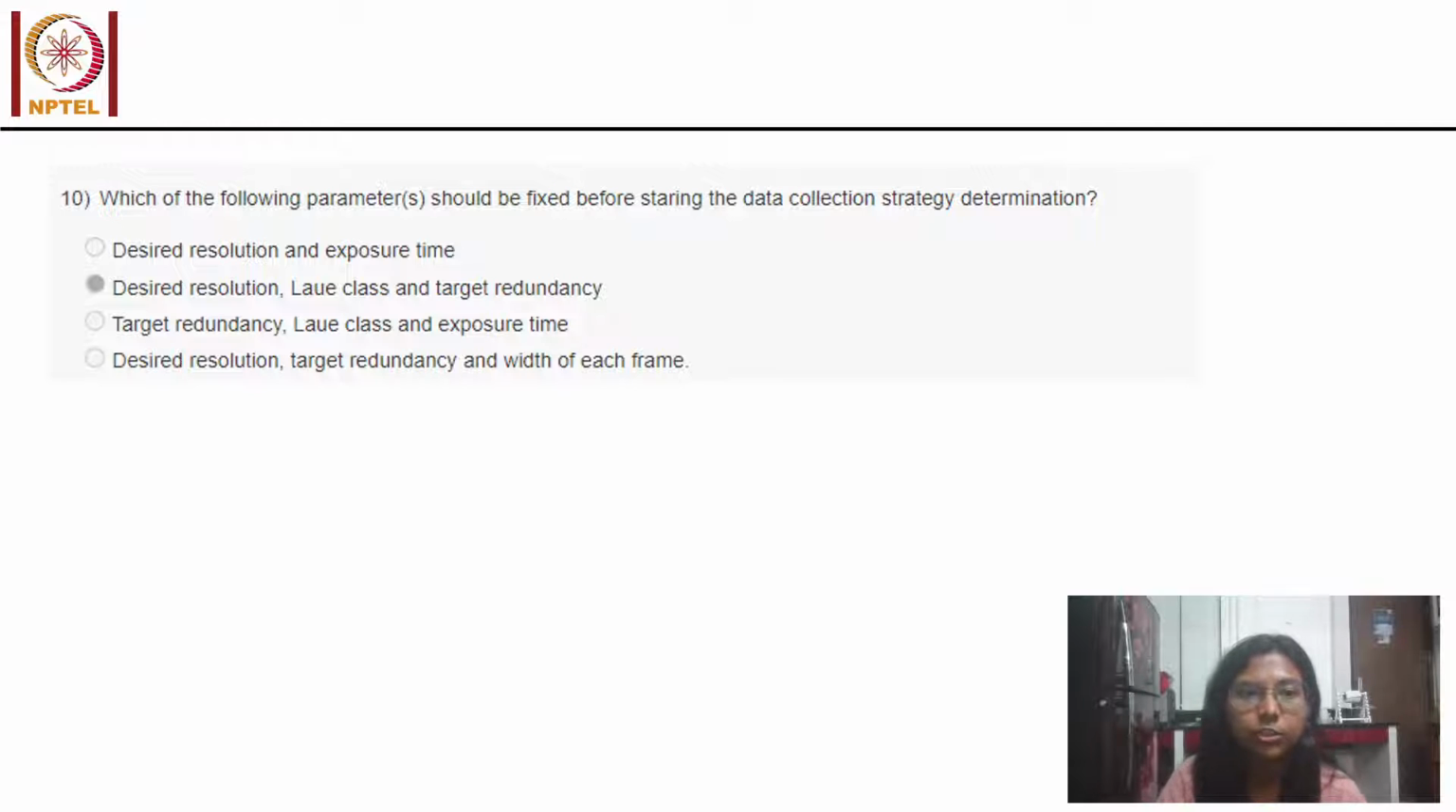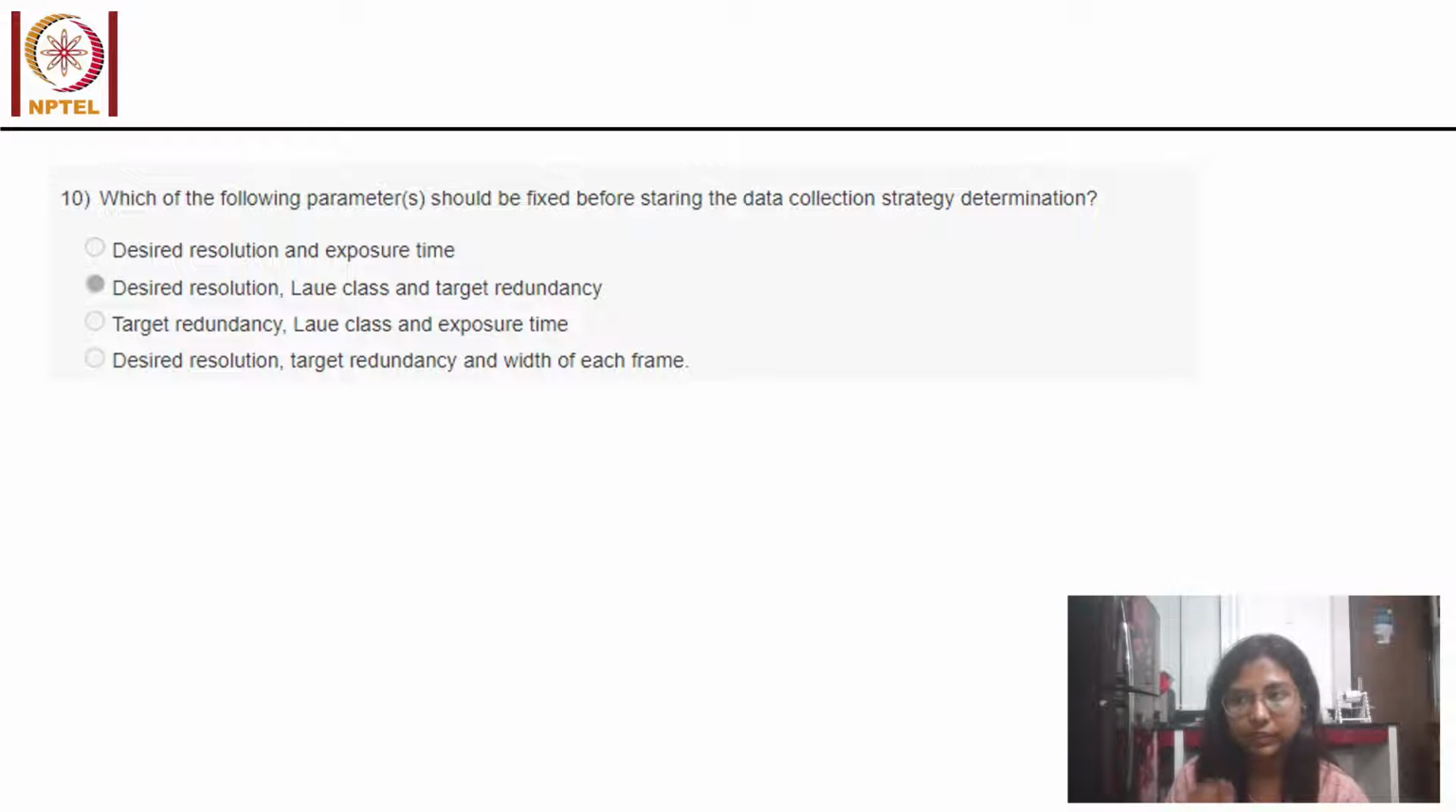Then this 10th question, which says which of the following parameters should be fixed before starting the data collection strategy determination. So there are some factors here. The desired resolution means the resolution which we want to achieve. So we know by now that this resolution depends upon the wavelength, and between copper and molybdenum, if we use molybdenum, we can go to higher or better resolution.